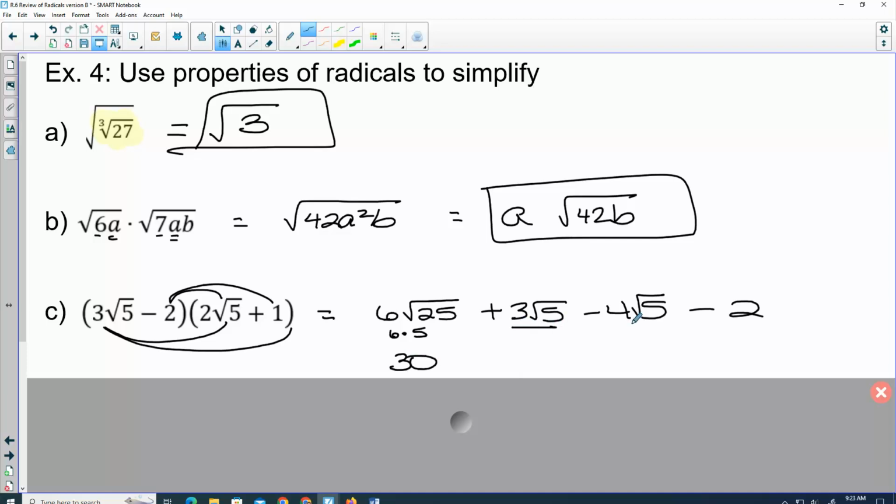When you are adding or subtracting radicals, it's just like any other thing. You can only put them together if they have like terms. Like terms means the same thing under the radical. So both of these have a square root of 5. We combine them by adding the coefficients. So positive 3 and negative 4 is a negative 1 radical 5, or just negative radical 5. And we have that minus 2. So then 30 minus 2 is 28 minus the square root of 5.